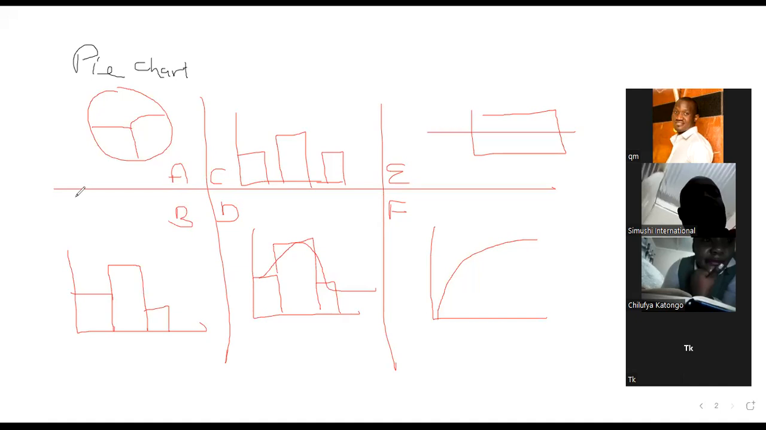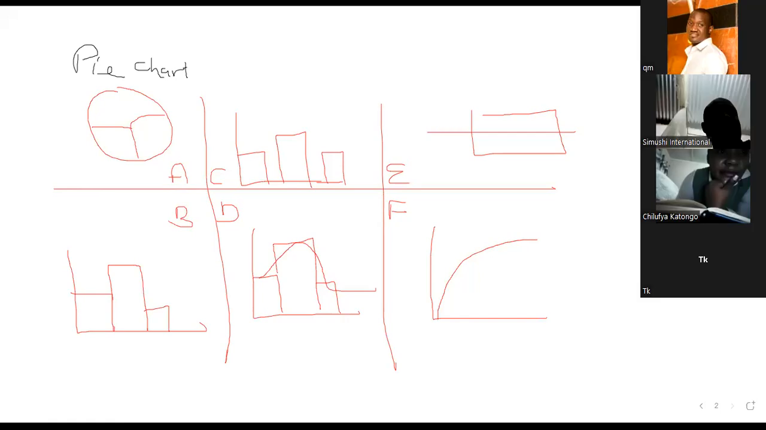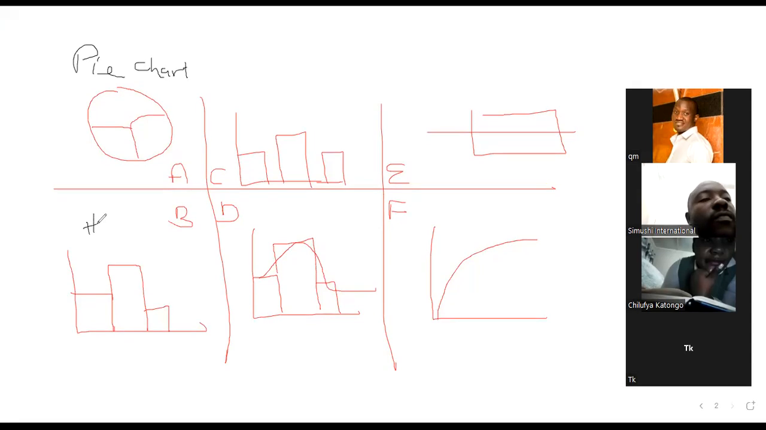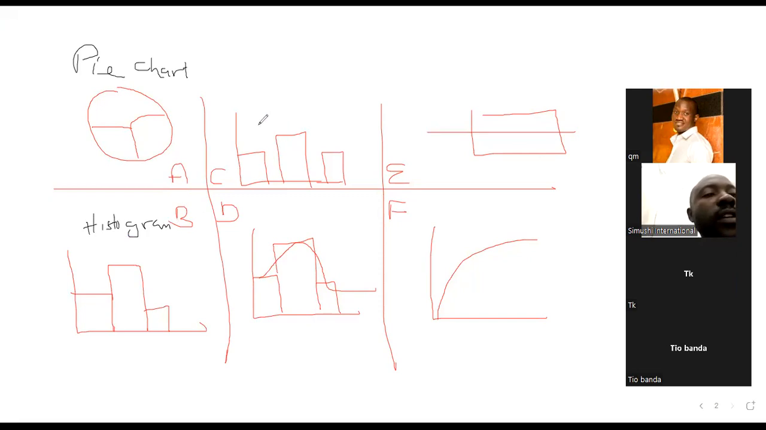Then polygon C. Histogram. So this is a histogram. And polygon C, the bar graph. It's a bar chart. What about the line that joins the midpoints of the histogram? What is polygon D? It's an ogive.